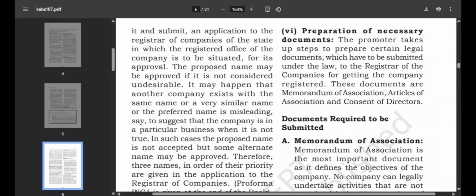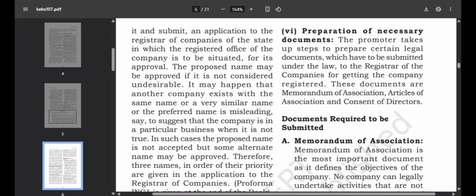It may happen that another company exists with the same name. It is not possible that your company and some other company have the same name, right? So if your name and the other company's name match, or it is a very similar name, or the preferred name is misleading to suggest that the company is of a particular business when it is not true, it might be considered undesirable. For example, you are naming your company telling people that it is of a clothing brand, but in actual it is of a liquor brand. This is misleading, so the proposed name is not accepted.